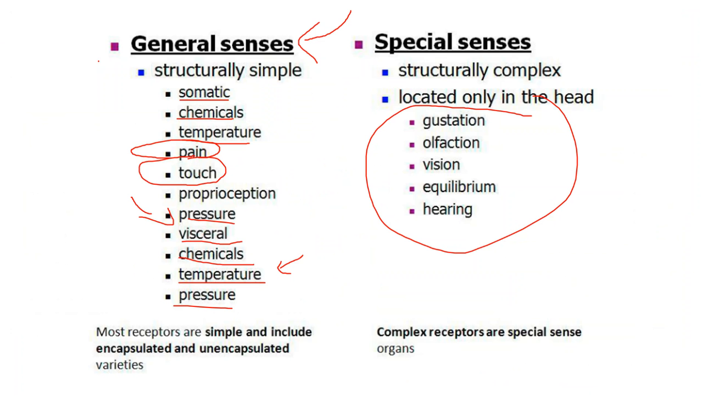All right, so with that said, you have to know very well what the special senses are. Okay, it's pretty easy: vision, hearing, and then gustation, olfaction, which is the sense of smell, and equilibrium. Okay, 1, 2, 3, 4, 5. You have to know them very well.